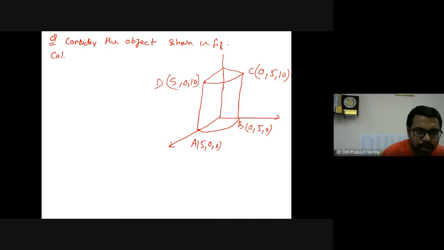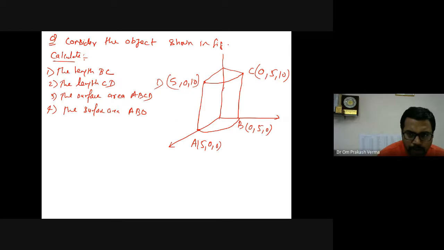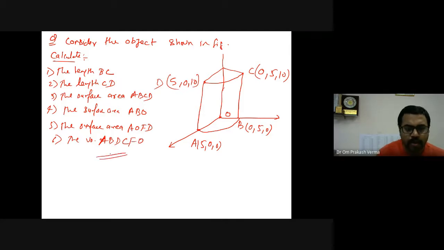You have to calculate, for the picture, first the length BC, second the length CD, third the surface area ABCD, fourth the surface area ABO, where O is the origin obviously, fifth the surface area AOFD, and sixth the volume ABDCFO. So you have to calculate these.